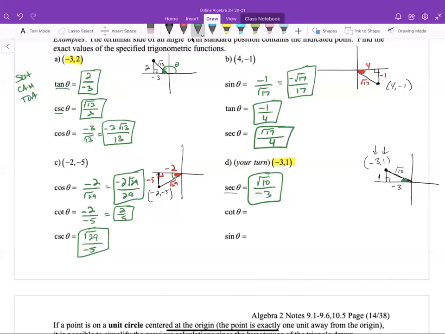Cotangent is related to tangent, so we're going to get adjacent over opposite. Adjacent is -3. Opposite is 1. So the answer is -3. Sine is opposite over hypotenuse. So we get 1 over the square root of 10, and that will simplify into the square root of 10 over 10.